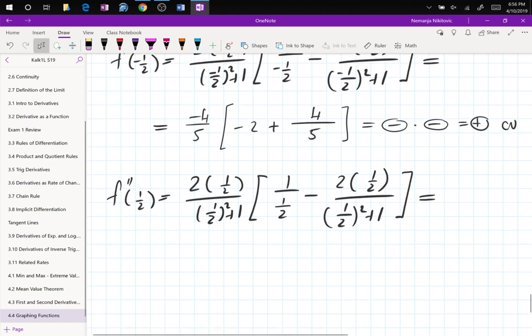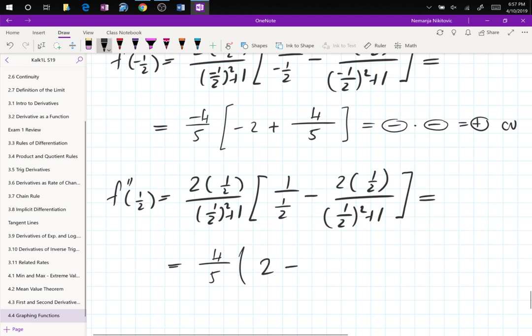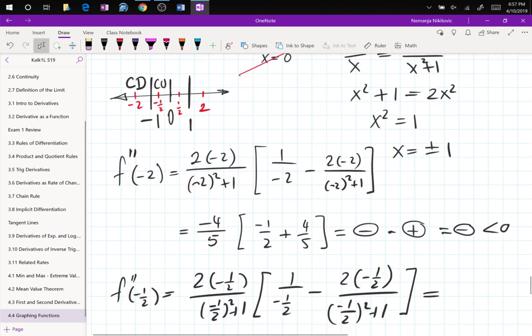And what do I do then? This is going to be 1 over, and this is now 4, 5 over 4, so 4/5, and then open brackets, this is a 2, minus, that's a 1, and it's again 4 over 5. 2 is bigger, so positive and positive, concave up again. Concave up.